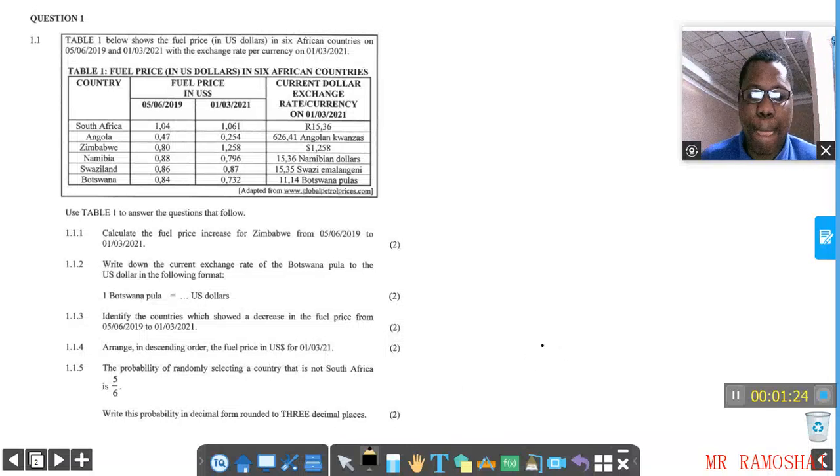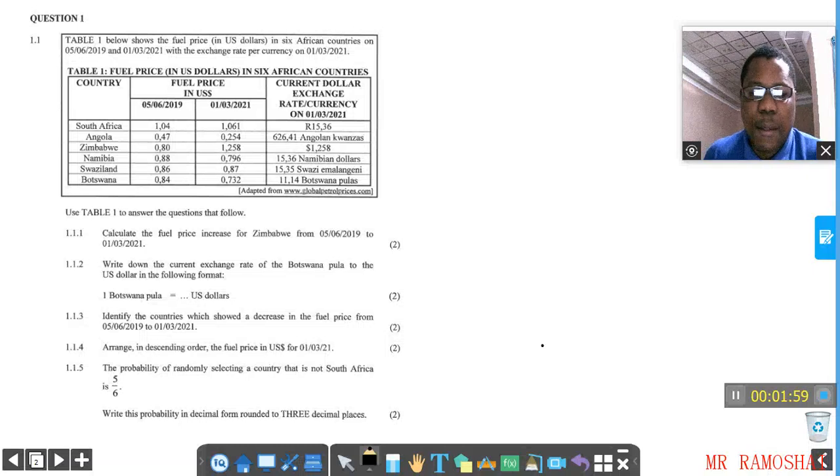Question number 1. Right, what I like in Maths Lit is that you have to read the information given to you with a clear understanding so that you can be able to answer the question. So I'm not going to rush to answer the question. The first thing that I do is to understand the information given. Then after that I will be able to go to the asked questions.